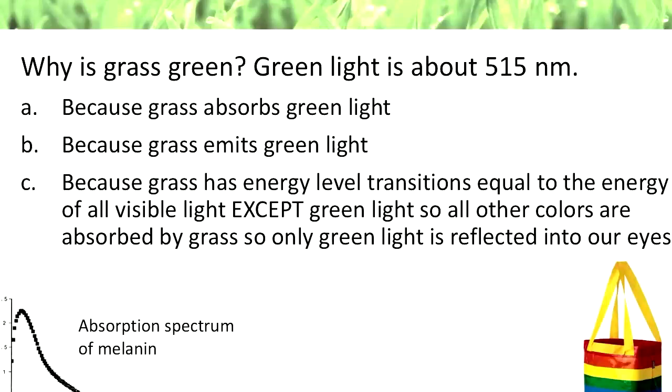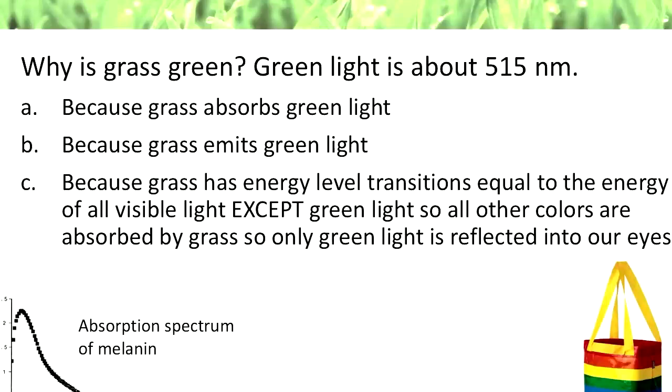It's not because grass absorbs green light. It's not because grass emits green light. It's actually because grass contains energy levels that absorb all visible light except green. All right, so when white light hits grass, it absorbs all of that light, but then reflects green light into our eyeballs, into our detectors.